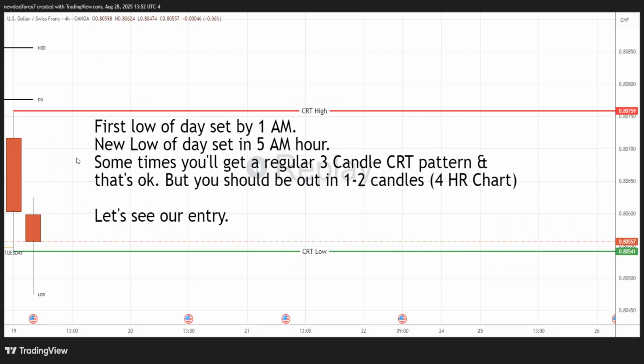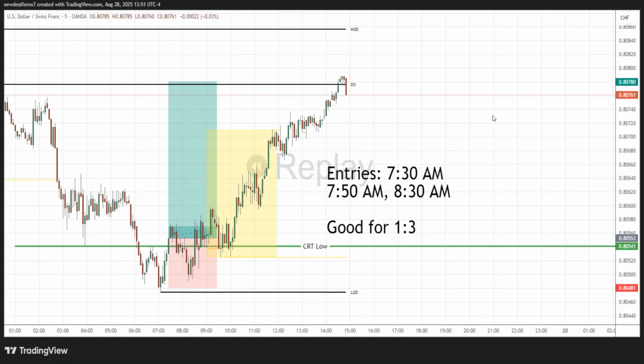So let's take a look at one more here. This one was a 3 candle pattern. So the low of the day was set at 1. Price went below and closed inside of it in the next 4 hours. So this is still okay. It's just that it didn't happen in 1 candle, so sometimes it'll happen in 2. And that's what happened here. So your entry would have been around 7:30, 7:50. It gave you multiple chances to get in with this consolidation here. Price went inside the range, back out, inside, a little bit back out, and then just kept going.